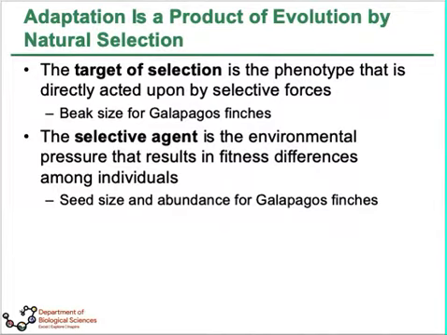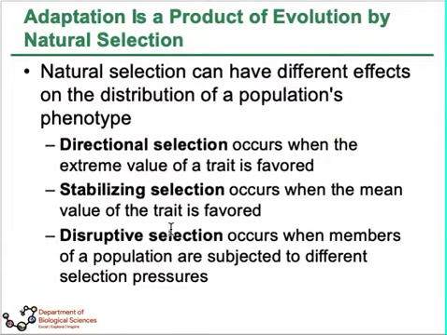The selective agent is the environmental pressure that results in fitness differences among individuals, which is now the type of food. For example, you have the seed size and abundance for Galapagos finches. So you have the target of selection, which is the phenotype of the organism, and the selective agent, which could be part of the environment, particularly in this example, their food source.